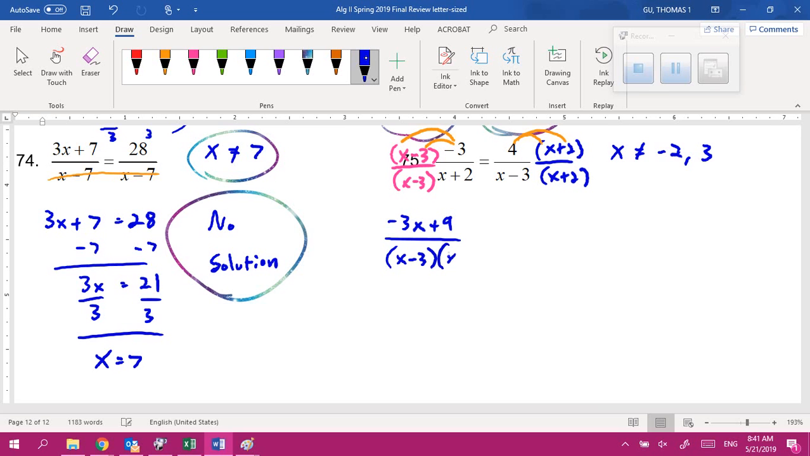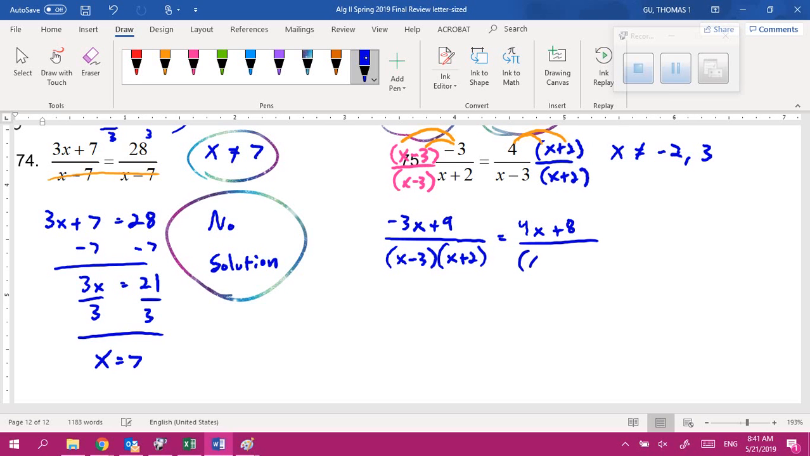x minus 3 times x plus 2. Also, another thing people were doing, some people did this, is that they just made their denominator... actually, just kidding. That's not on this one. Okay, so then we distribute the second one, 4x plus 8.